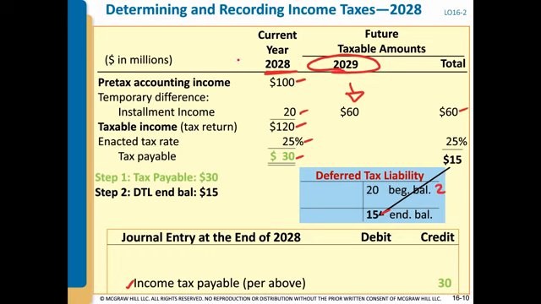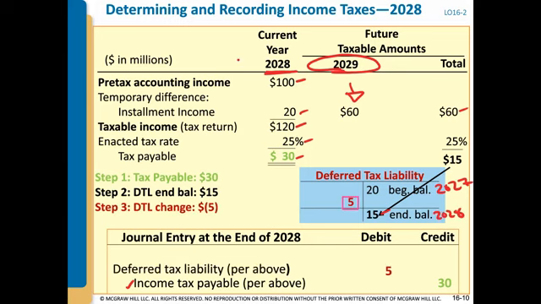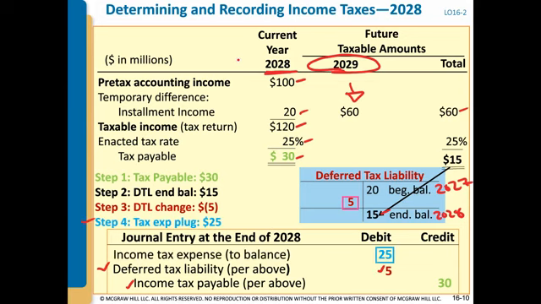Our beginning from 2027 was $20. 2028 is 15, which results in a debit to deferred tax liability of $5. And then step 4 is our plug to income tax expense. So to make this journal entry work, we have a debit income tax expense, $25.